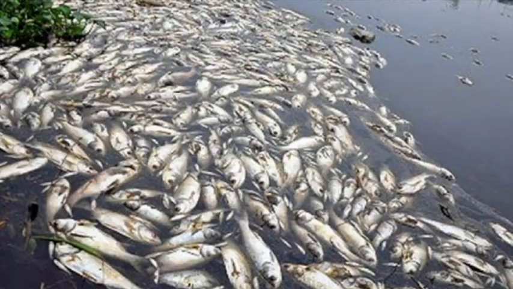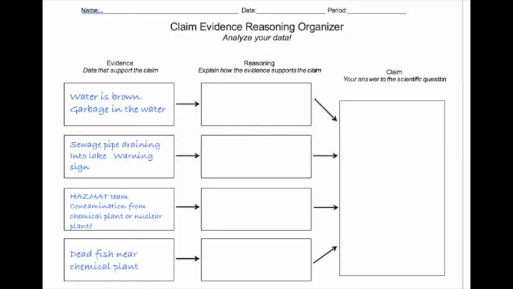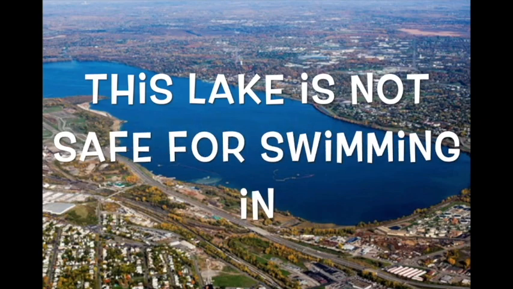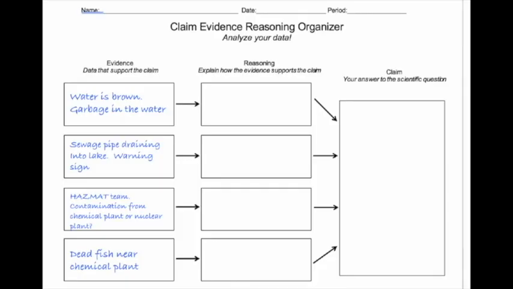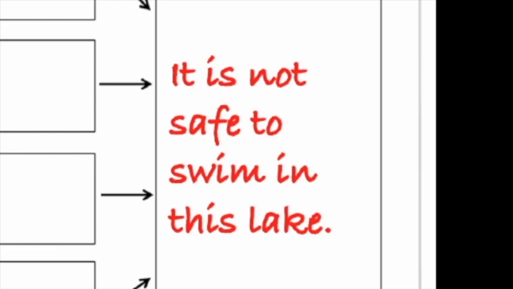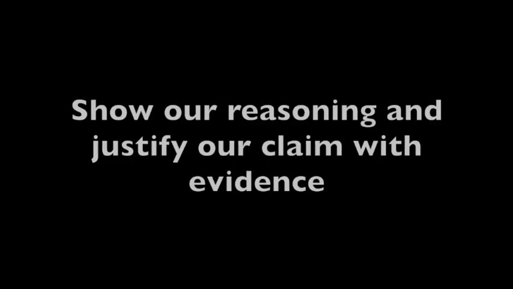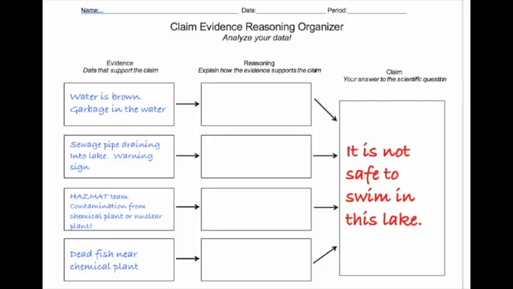Finally, we see that the surface of the part of the lake that's near the chemical plant is covered with dead fish. Okay, I think it's very safe to conclude that this lake is not safe for swimming in. We can make our claim. It is not safe to swim in this lake. Now, we have to show our reasoning and justify our claim with evidence. This means explaining why our evidence supports our claim.